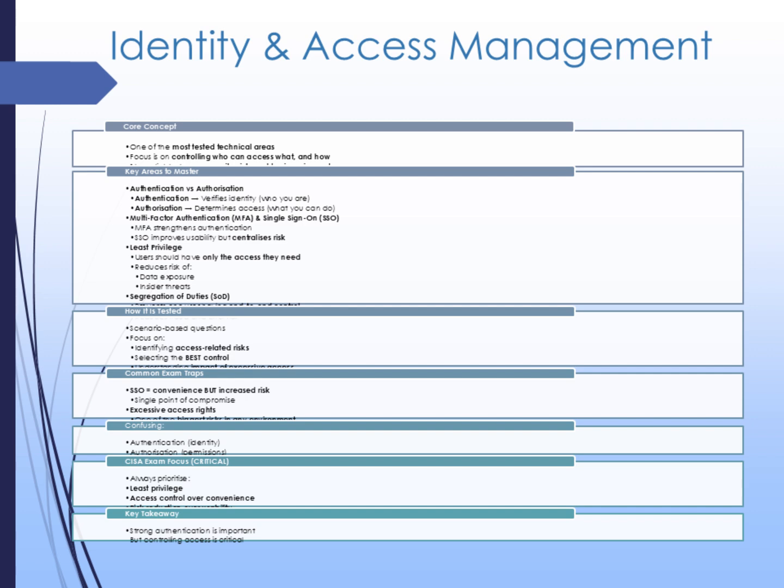Least privilege is another critical principle tested repeatedly throughout Domain 5. Users should only have the minimum access necessary to perform their job functions. This reduces the likelihood of data exposure, insider threats, misuse of privileges, and unauthorized changes. Segregation of duties is equally important. No single individual should have complete end-to-end control over critical business processes. This helps reduce fraud risk, prevents abuse of authority, and strengthens oversight and accountability.